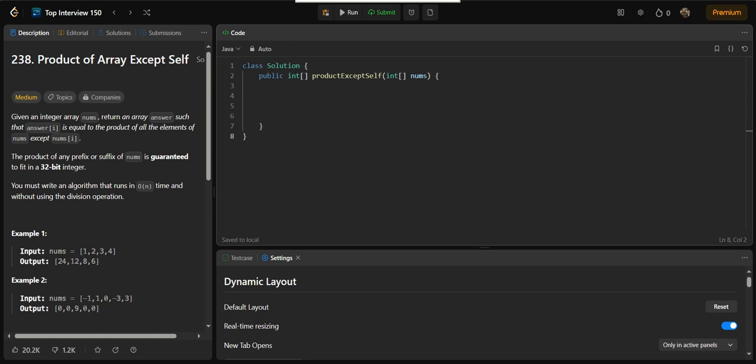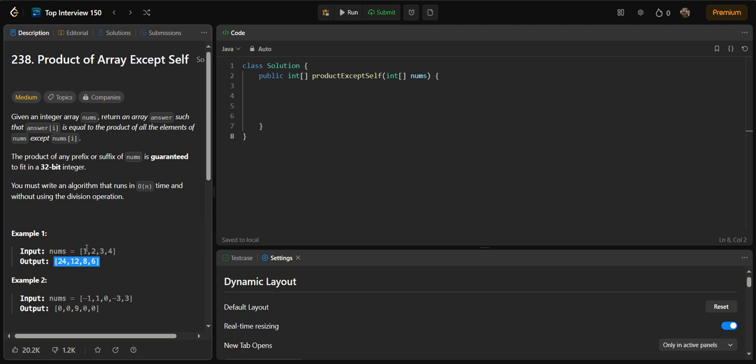Today we are gonna solve one more problem from the Top Interview 155 questions. This is a medium level problem, and it says product of an array except self. Okay, so here is the example. We have been given one array, it's of length four, and then the output should be something like this. So how do we calculate this?